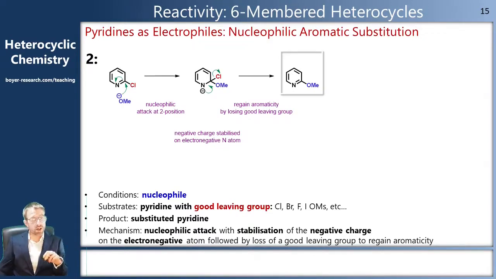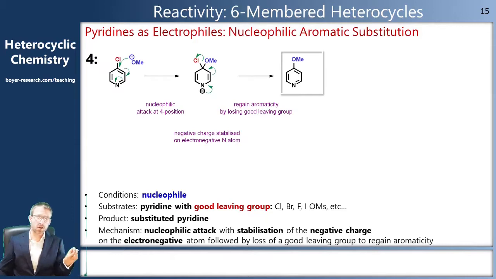This works really well when our chloride is in the 2 position of the pyridine, and it also works really well when the chloride is in the 4 position. Again, the methoxide comes in, we can push the arrows around the ring and stabilize that negative charge on the electronegative nitrogen atom, pushing the electrons back through to lose our very good leaving group, chloride, and regain aromaticity.